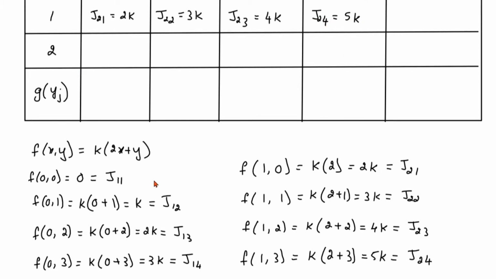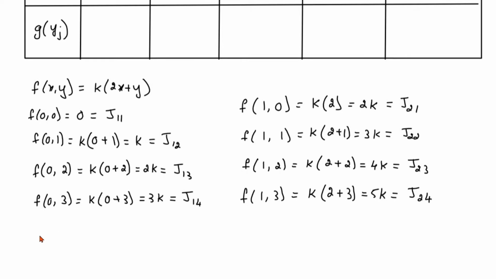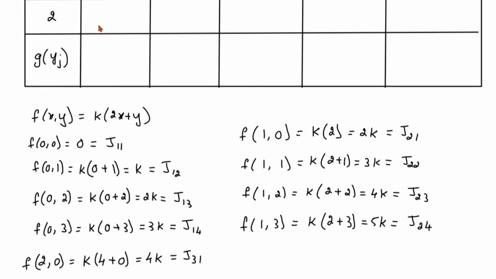Let us move on to the third row. Third row, we have the value of F of X as 2, and we'll start with the value of Y to be 0. So once again, this function is K times (2 times 2, which is 4, plus 0), which is nothing but 4 times K. So we'll be getting J31, and the J31 value that we have over here is 4 times K.